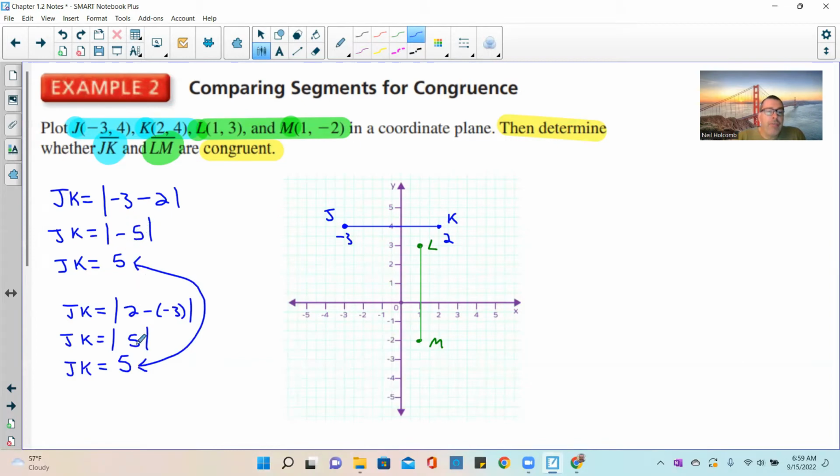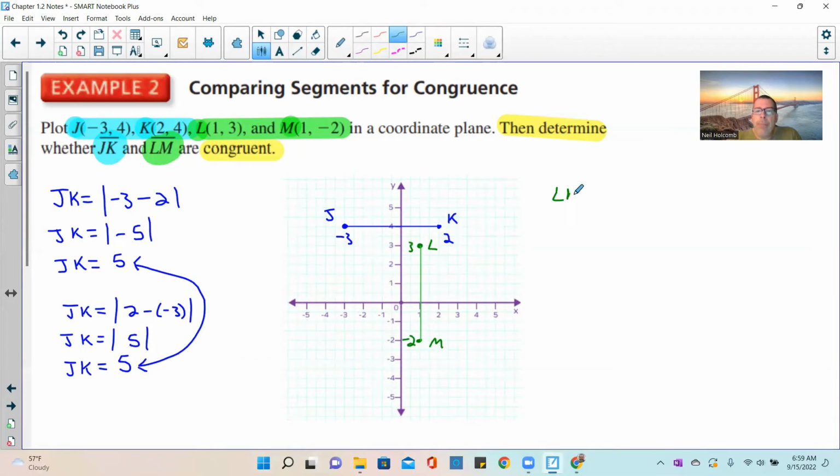Negative 5 is 5 from 0, 5 is 5 from 0. So the order does not matter for endpoints when you're determining distance. Now we're going to see how long LM is. L is at 3 on the Y, and M is at negative 2 on the Y. And the X's are the same, so I'm going to ignore the X's.